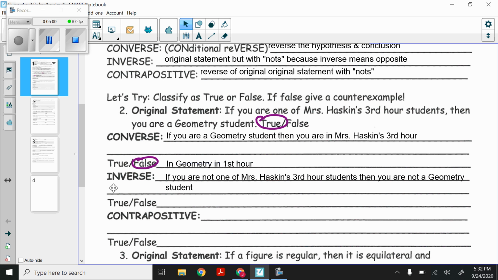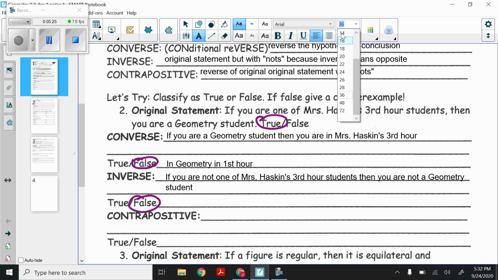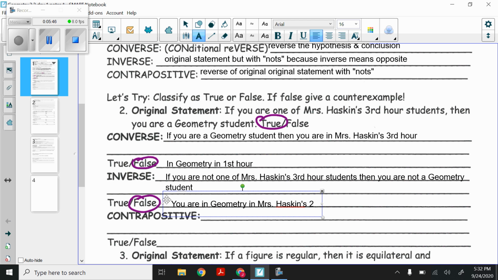And now we want to say, is that true or false? Okay. So if you're not one of Ms. Haskins' third hour students, then you're not a geometry student. Well, again, we could say that that would be false, because, again, I teach geometry more than just third hour. So we need to give a counterexample of that. We could say, you are in geometry in Miss Haskins' second hour.